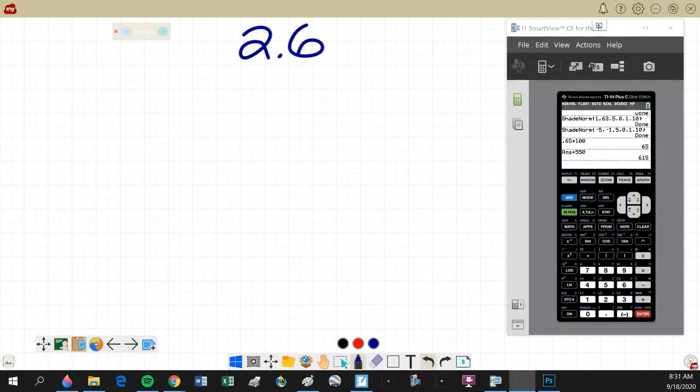2.6. We are going to be solving equations for a variable, and there may or may not be numbers in the equation. So if I had A times B plus C equals D, and I wanted to know what is the equation if I solve for B, what do I need to do to get the B by itself?